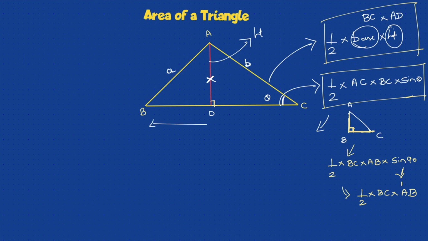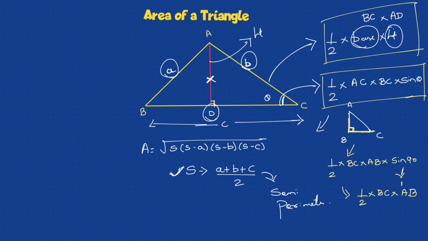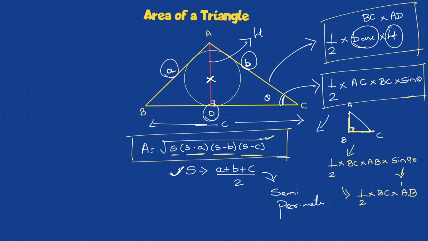Now if the altitude or the height is not given to you, only the three sides are given as A, B, C. If you don't know the height, then how will you find the area? You'll find the area by the formula square root of S into S minus A, S minus B, S minus C, where S is the semi-perimeter. What is the perimeter? Add all three sides: A plus B plus C is the perimeter. Semi-perimeter is half of that, so A plus B plus C divided by 2. Once you know S, and A, B and C are given to you, you can find the area of the triangle. So if height is not given to you, use this formula to find the area of the triangle.